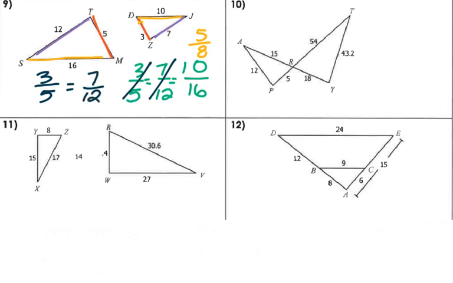If you cross multiply, 3 times 12 is 36, and 7 times 5 is 35. Those are not equal values. So the sides are not in proportion. So here's a situation where the triangles are not similar.